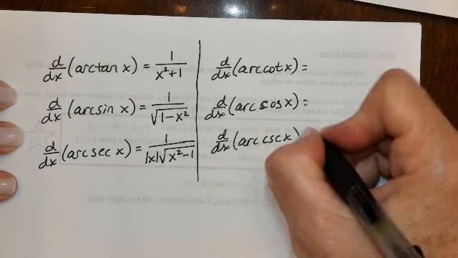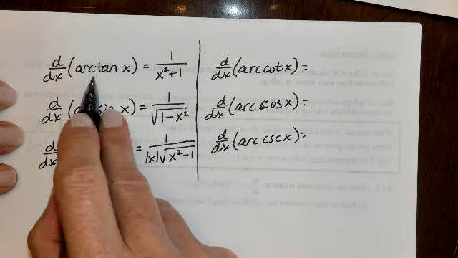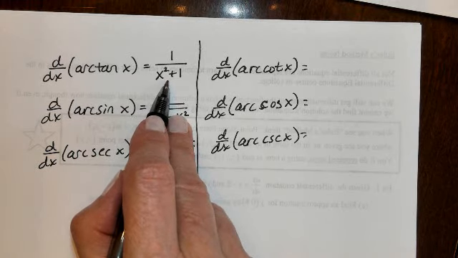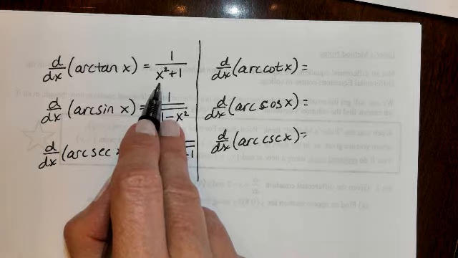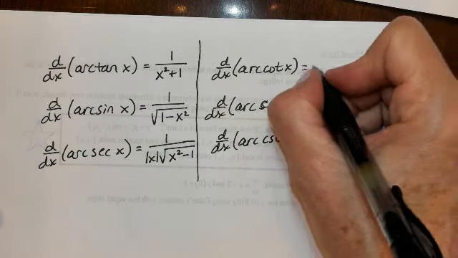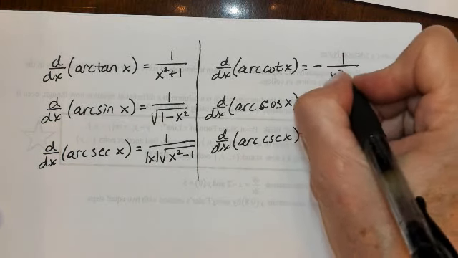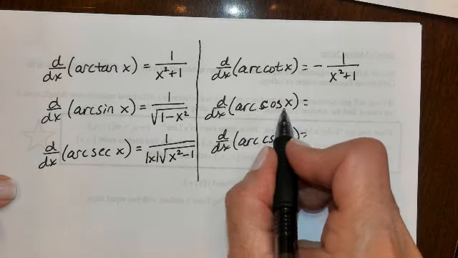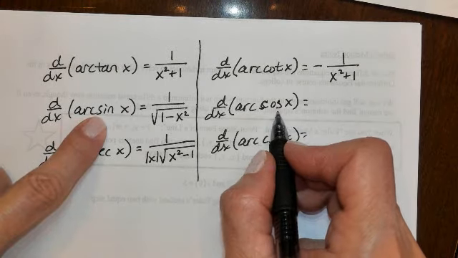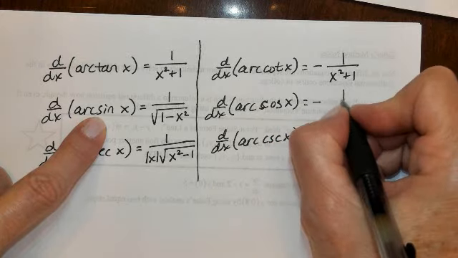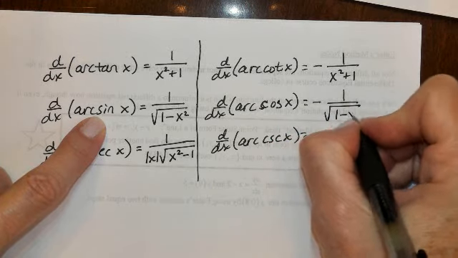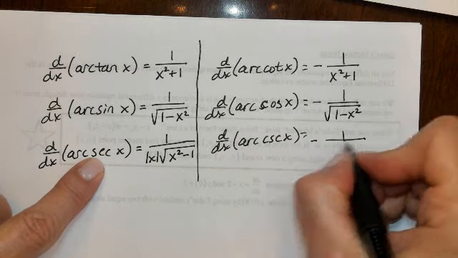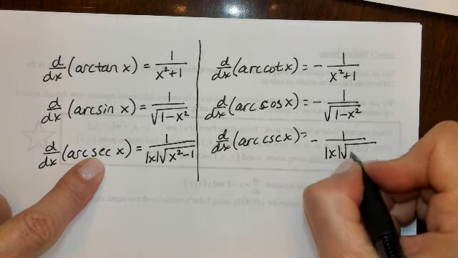Okay. So if the derivative of arc tan x is positive 1 over x squared plus 1, then the derivative of arc cotangent will be the negative of the same thing. The derivative of arc cosine x will be the negative of the derivative of arc sine x. So negative that. And the derivative of arc cosecant will be the negative of the derivative of arc secant.